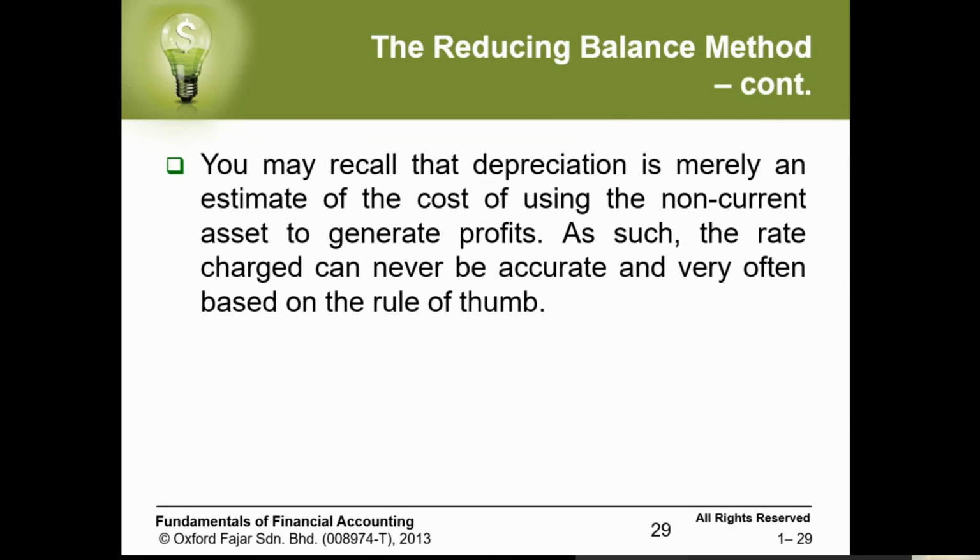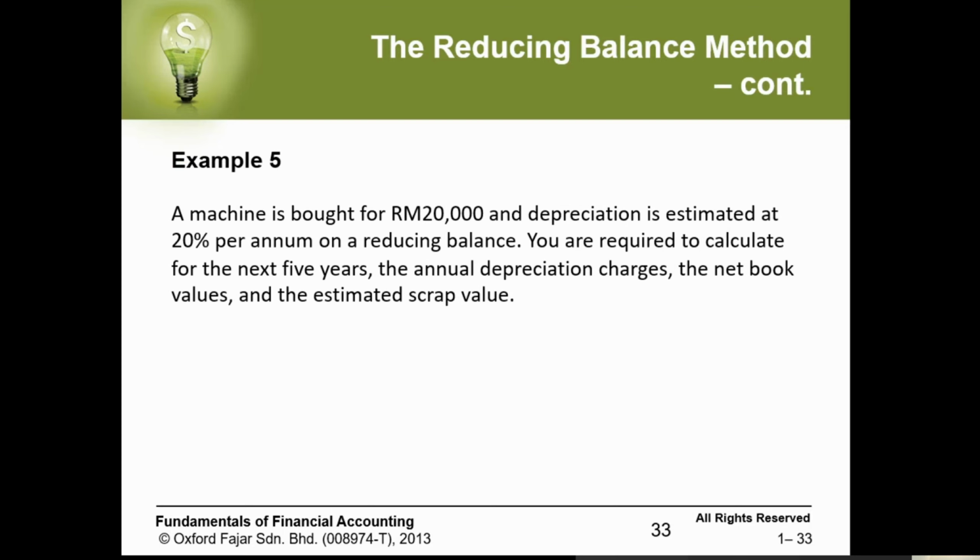So you may recall that depreciation is merely an estimate of the cost of using the non-current asset to generate profits. As such, the rate charged can never be accurate and is very often based on a rule of thumb. Let's take an example about the reducing balance method. A machine is bought for 20K and depreciation is estimated at 20% per annum on a reducing balance.